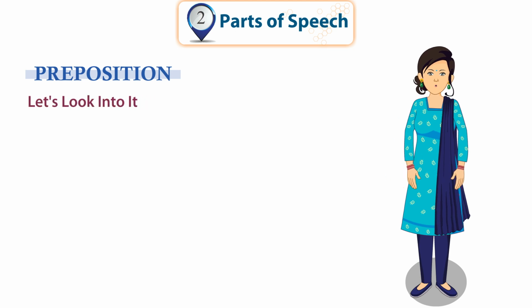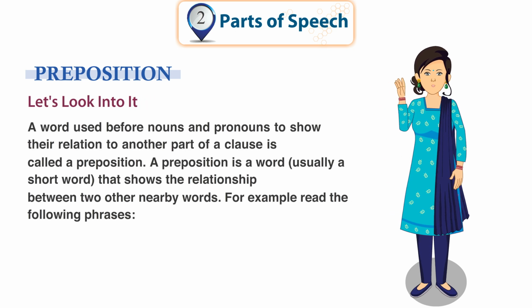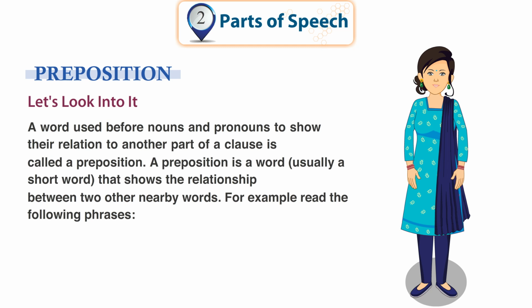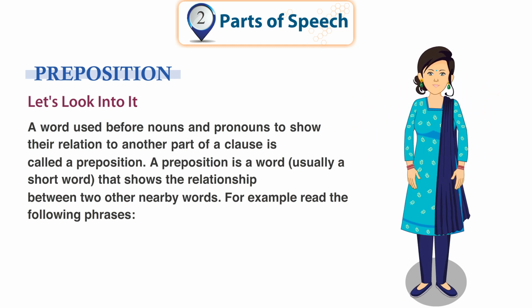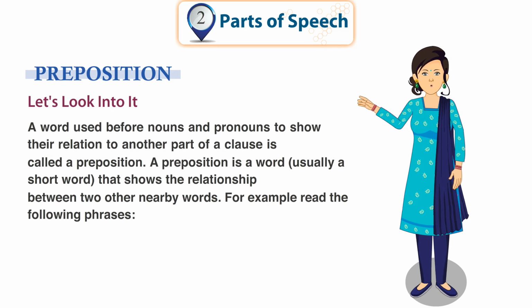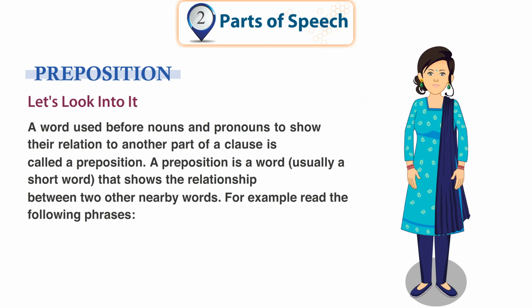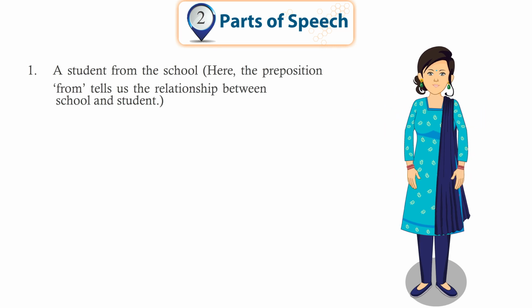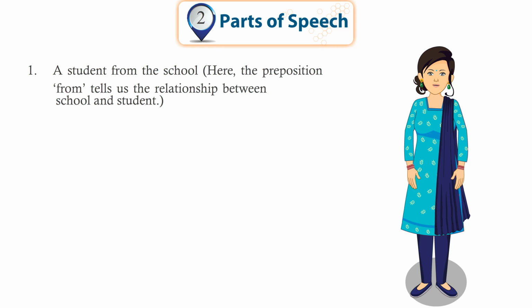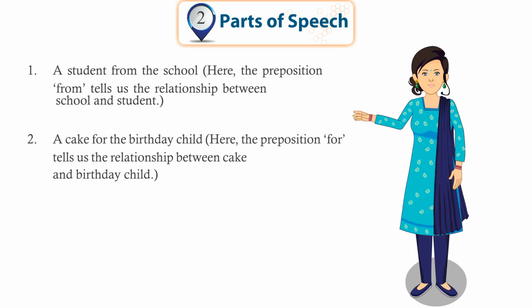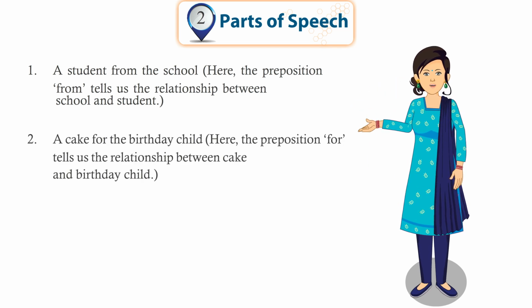Prepositions. Let's look into it. A word used before nouns and pronouns to show their relation to another part of a clause is called a preposition. A preposition is a word, usually a short word, that shows the relationship between two other nearby words. For example, read the following phrases. A student from the school. Here the preposition from tells us the relationship between school and student. A cake for the birthday child. Here the preposition for tells us the relationship between cake and birthday child.